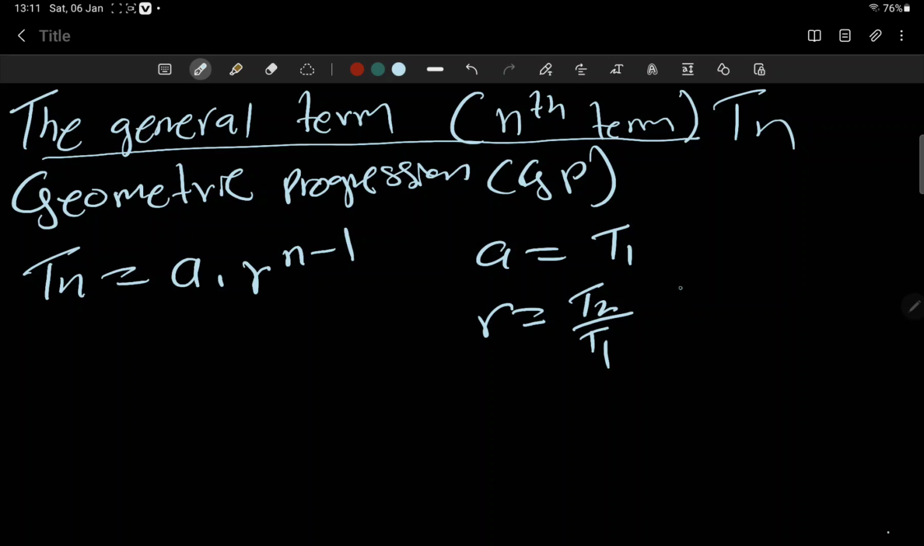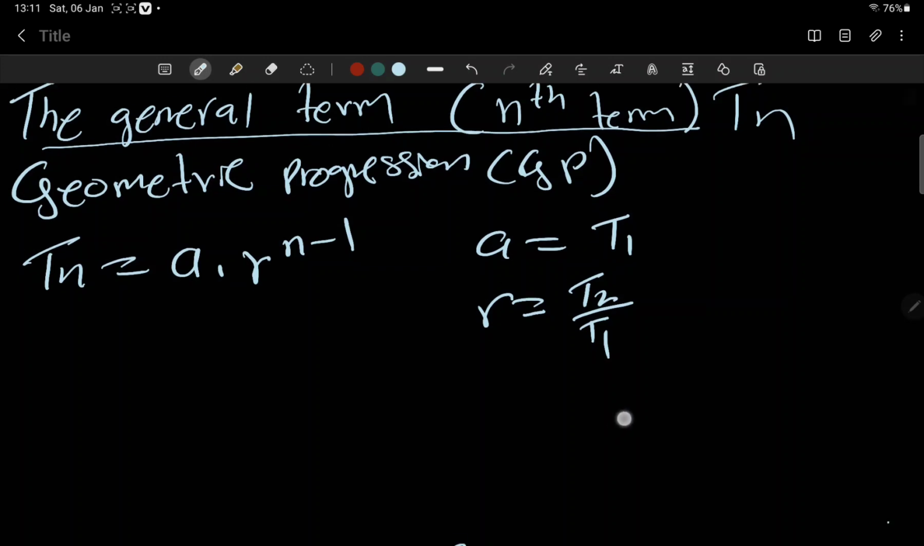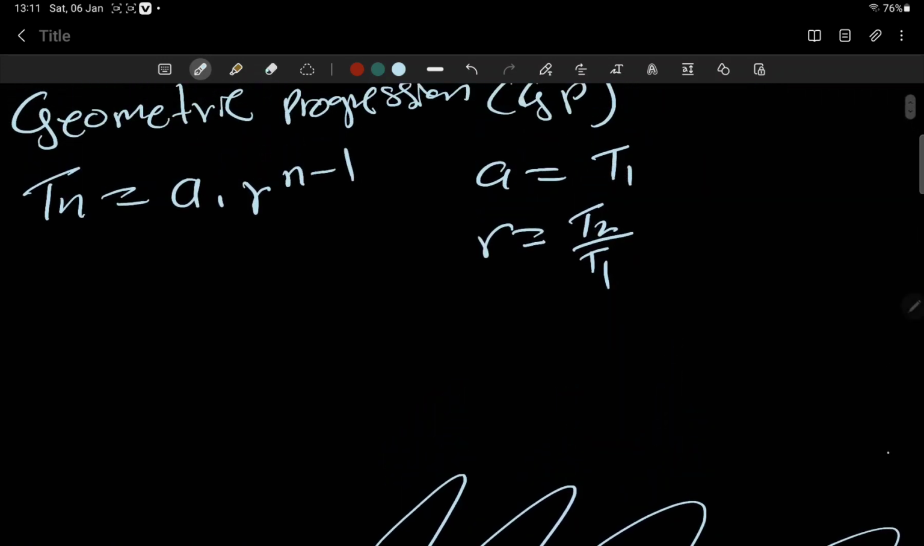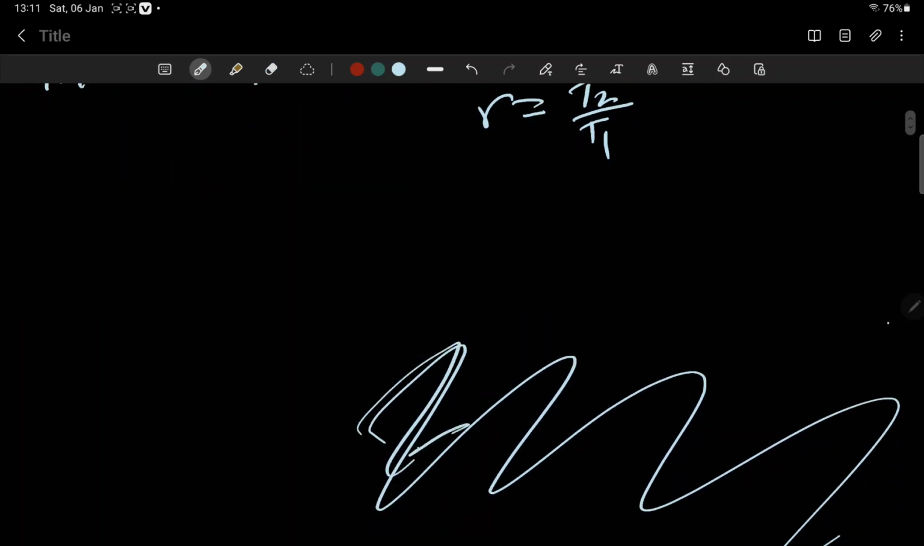You don't have to say it equals T3 over T2, because we're given that this is a geometric progression. We don't have to prove it. And then n is the nth term, and Tn is the general term. So let us try an example and see how we can apply this.